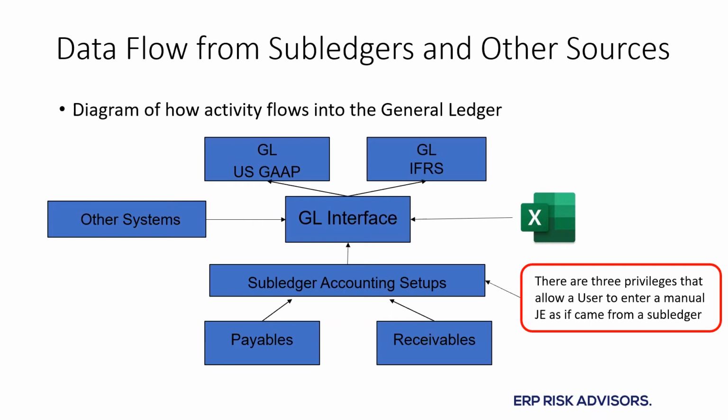Differentiating between these types of journal entries and journal entries that come directly from subledgers would be difficult, and we haven't identified any reporting that would allow us to identify if they have been used. Therefore, it is critical that these privileges not be assigned to any users. It is critical that any role that contains one or more of these privileges not be allowed to be assigned to any user.